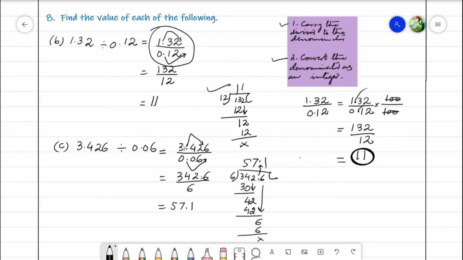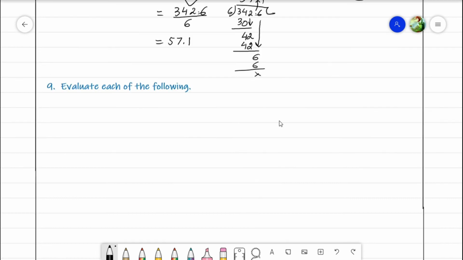Now we are going towards question number 9. Now there is question number 9. Evaluate each of the following. And I'm going to solve part B. I am going to operate on two numbers with the addition operation. And this is 2.8. First, I will write the solution and then I will rewrite the question.